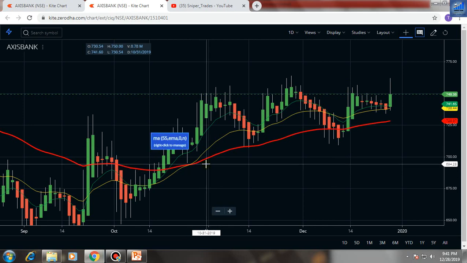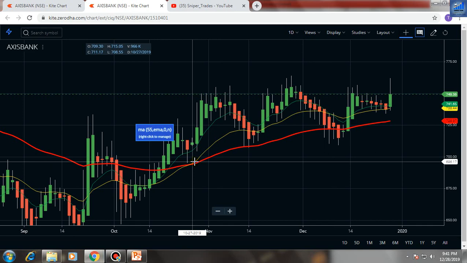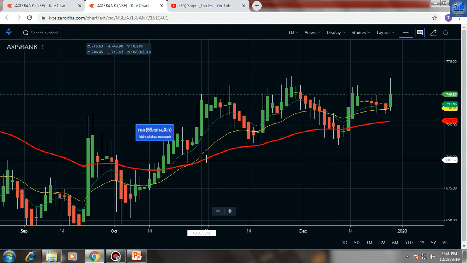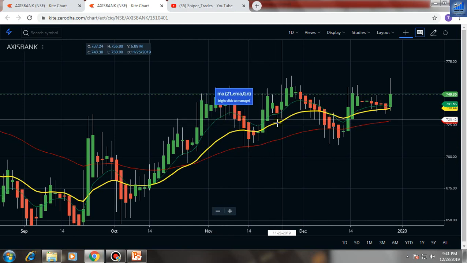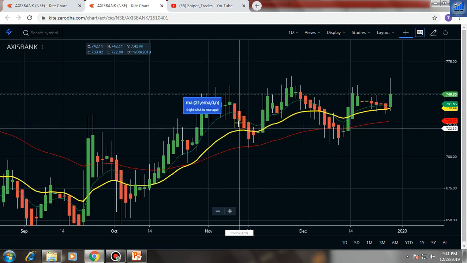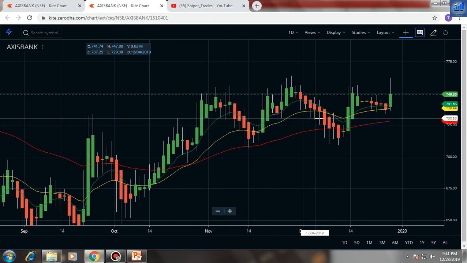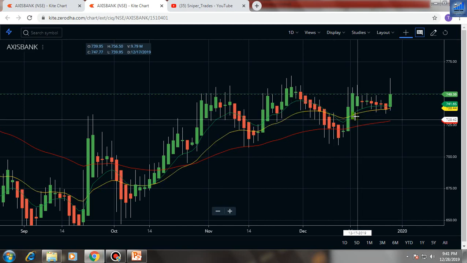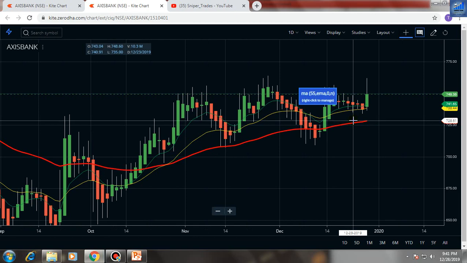Another thing to note here is this long time trend. If the yellow line has crossed above this red line, it may not fluctuate as quickly as compared to the short time trend. As we can see, the short time trend, the green and the yellow line, may fluctuate between up and down, even if the long time trend is continuing in a bullish direction.